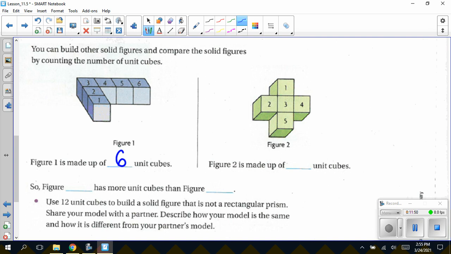Figure 2, the green figure, notice if you count it all out, it is made up of only 5 unit cubes. So if I would want to compare these, I would say that figure 1 has more unit cubes than figure 2.